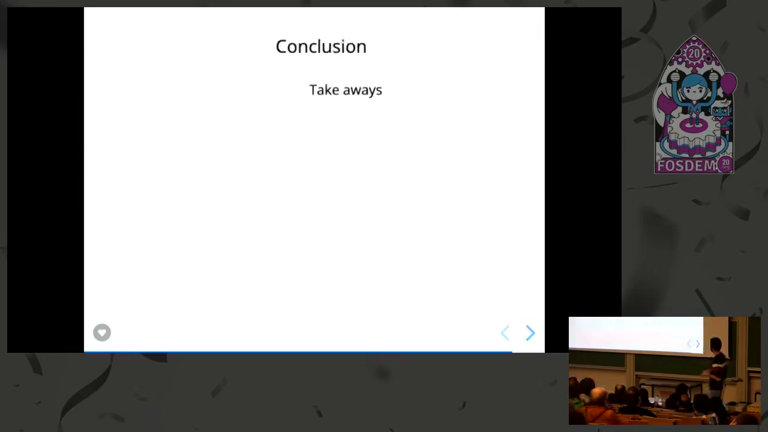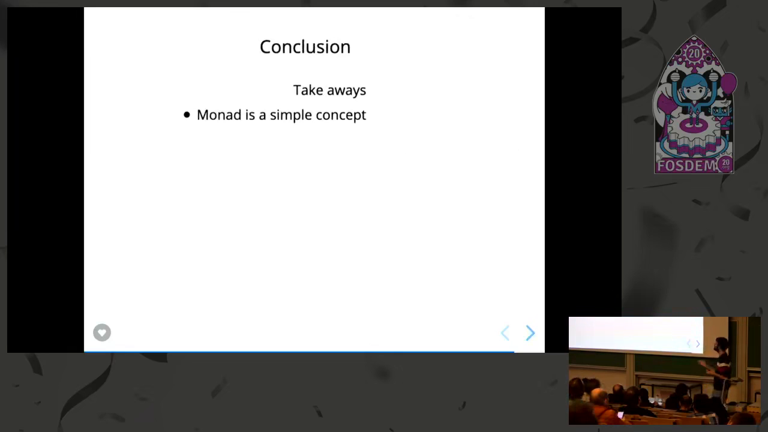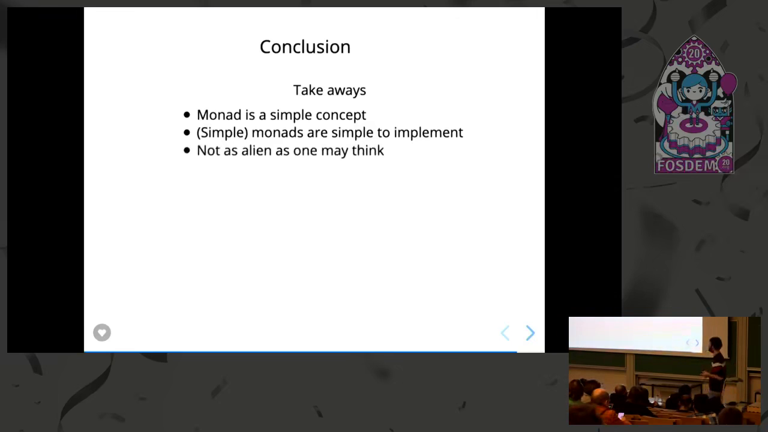So, conclusion, takeaway. I hope that you are somehow convinced that monads are not that complicated. Simple monads are simple to implement. And again, what I'm saying is not absolute truth. There are many ways you could implement monads. Monads are not as alien as one may think. For those of you who know Twisted, the deferred object is actually a kind of monad.